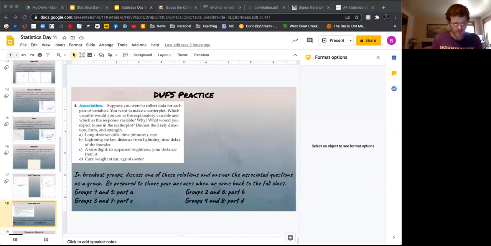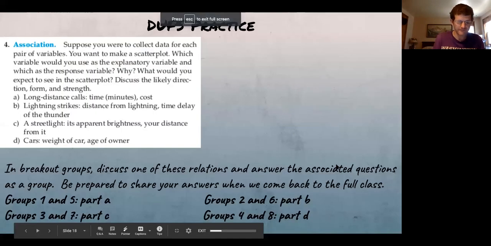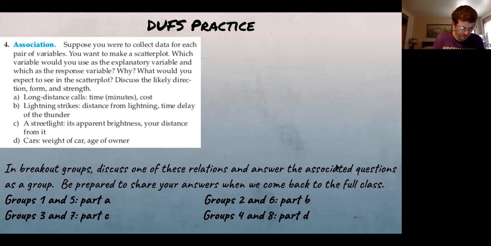Okay, so what I want to do is, let me present again. You guys just got back, and someone from group 1 and 5, if someone could volunteer to tell me what your group thought would happen with these 2 variables.